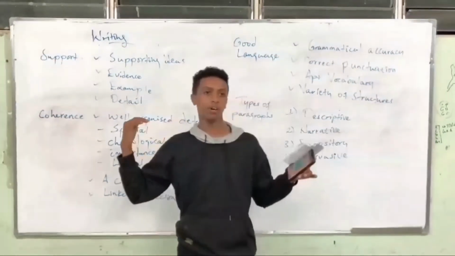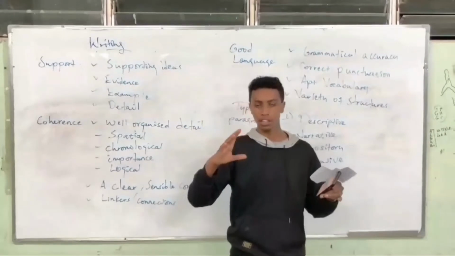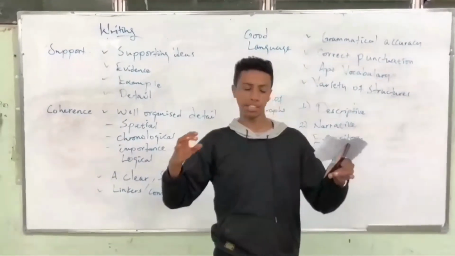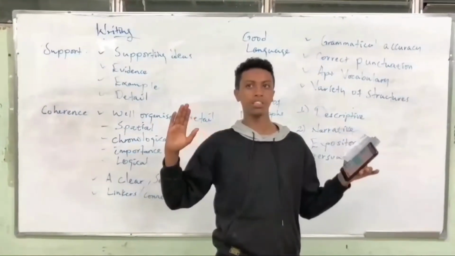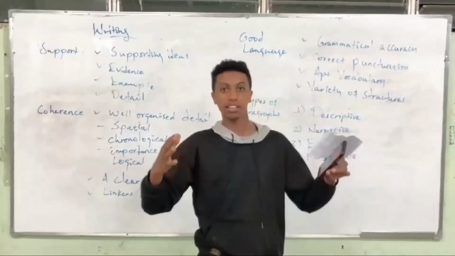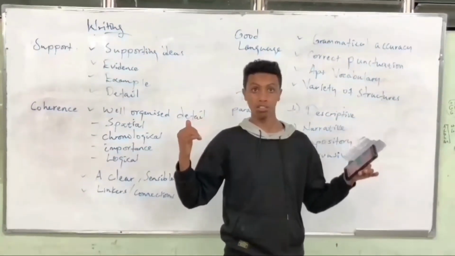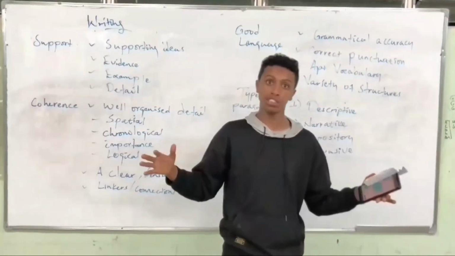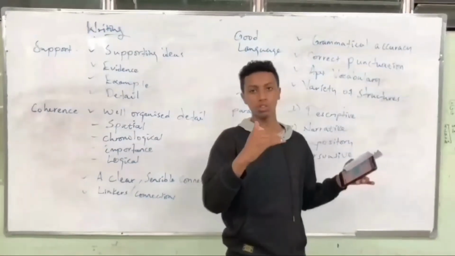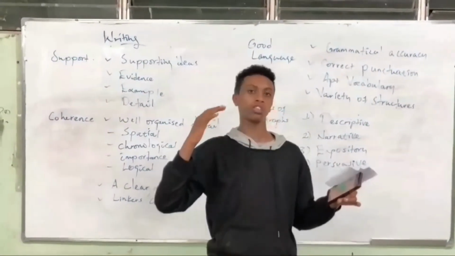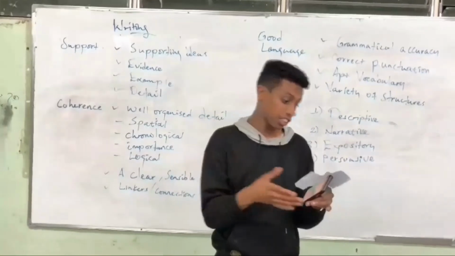For example, when I describe a room, like when I'm talking about this room, and I say it is painted green, it has lots of lights and there are lots of seats. When I explain this room, it creates an image in the mind of the person who is reading.